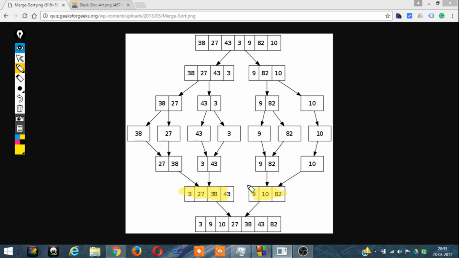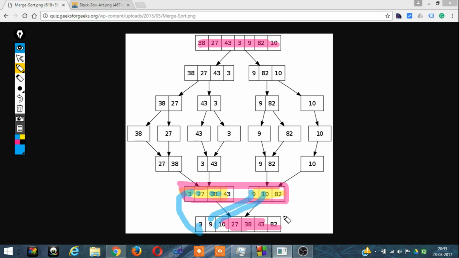Now we can get the big array by merging the sorted arrays. If we merge these two sorted arrays, we can get the final unsorted array in a sorted fashion. If we correctly position these elements in the final array, like 3 is the smallest element so 3 should come here, then 9, then 10, in this fashion we can get a sorted array. In other words, we are merging two sorted arrays to form a final sorted array.